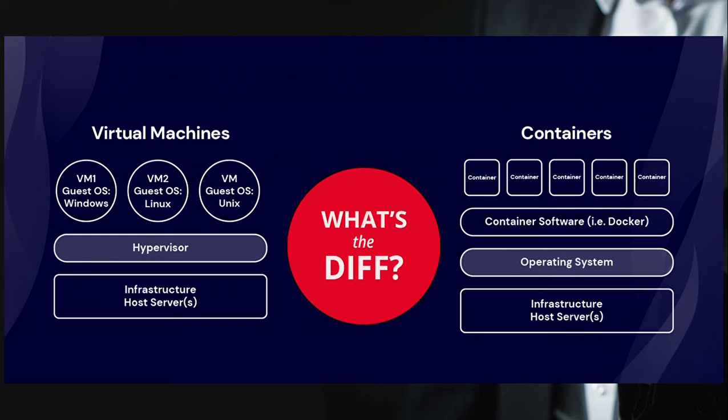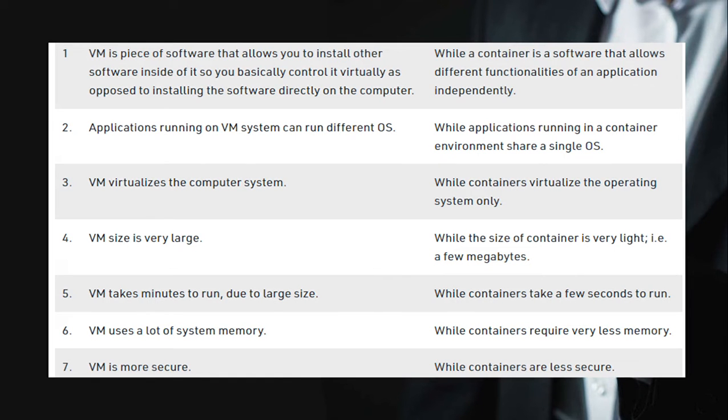So a virtual machine is a piece of software that allows you to install other software inside of it, so you basically control it virtually as opposed to installing the software directly on the computer. Whereas a container is a kind of software which is installed on some host operating system. Applications running on a VM system can run different OS, while applications running in a container environment share a single operating system. A VM virtualizes the computer system, while a container virtualizes the operating system only, not all the way to the hardware layer.